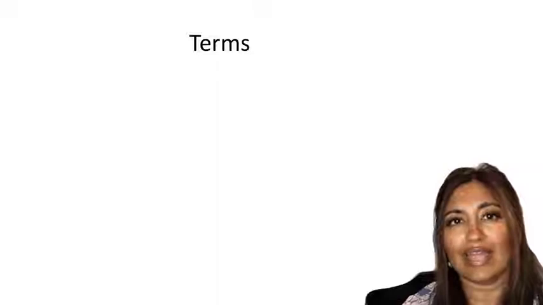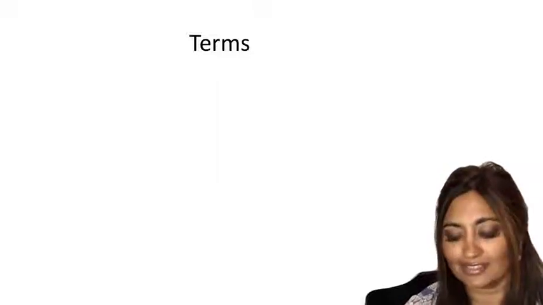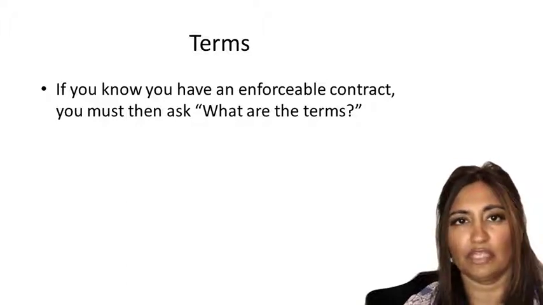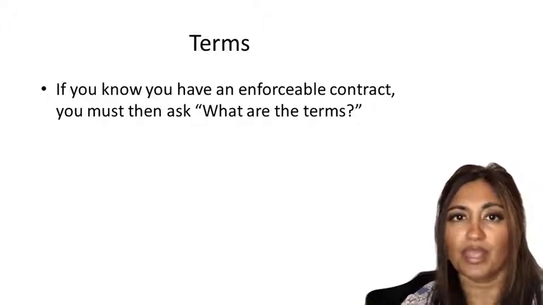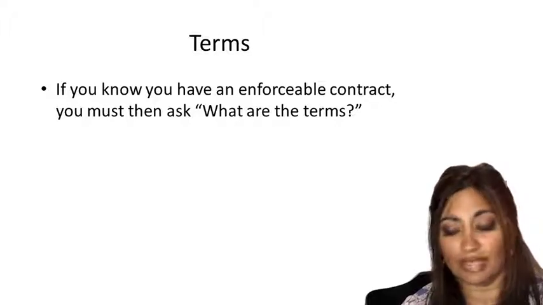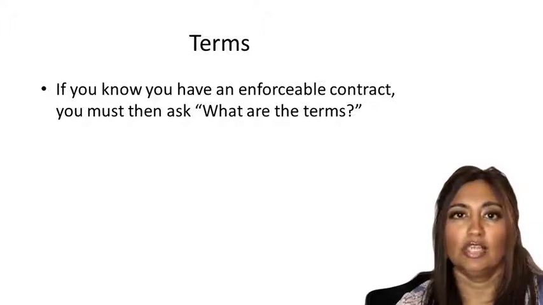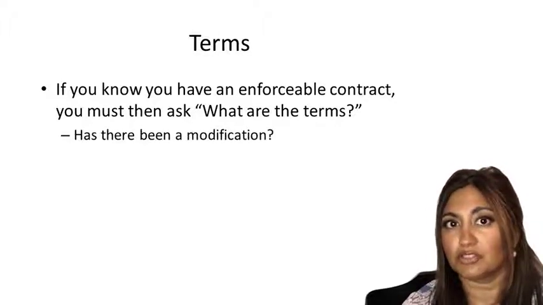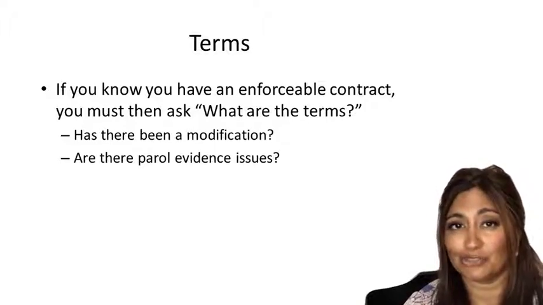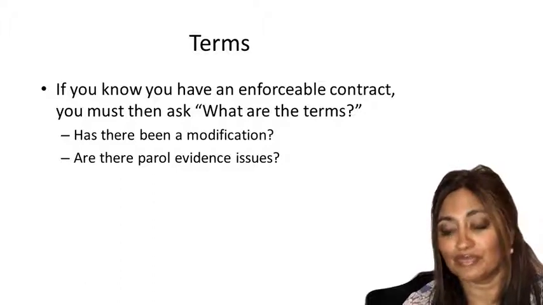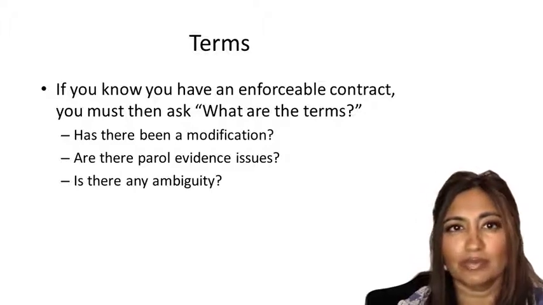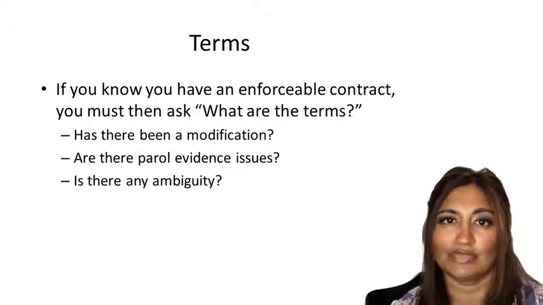Next, we have to talk about the actual terms of the contract. If you know you have an enforceable contract, because we've talked about formation, we've talked about defenses to formation, then we ask what terms apply. For example, has there been a modification or a change to the contract? Are there what we call parole evidence issues, which is something you're going to be learning about soon? And is there any ambiguity to this contract? Anything that makes the terms ambiguous or the meaning of the contract ambiguous in any way?